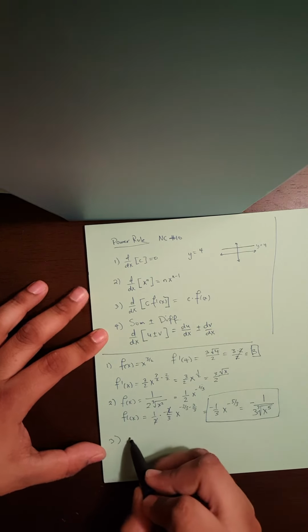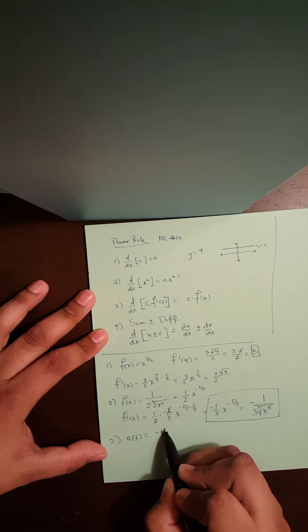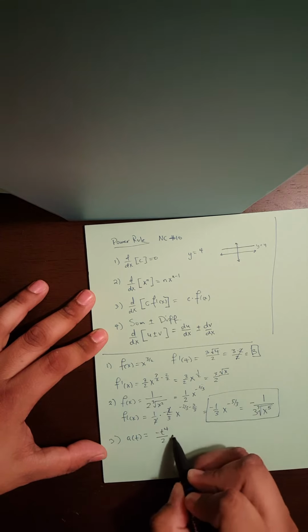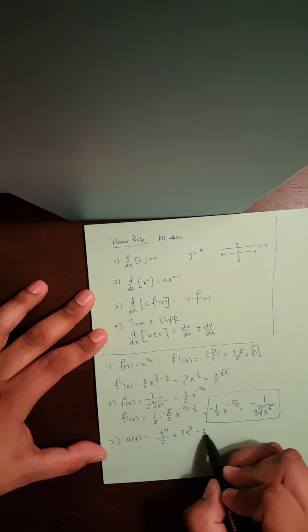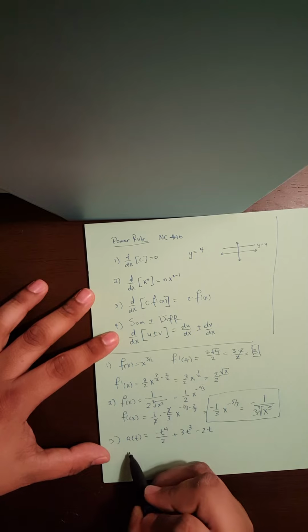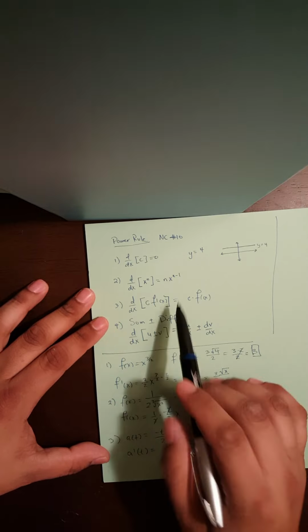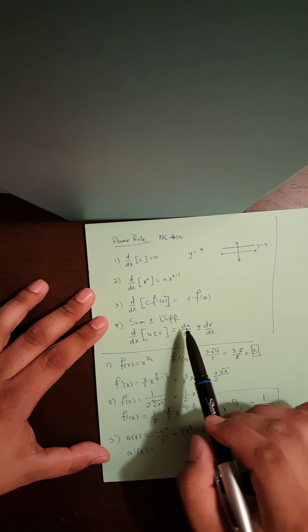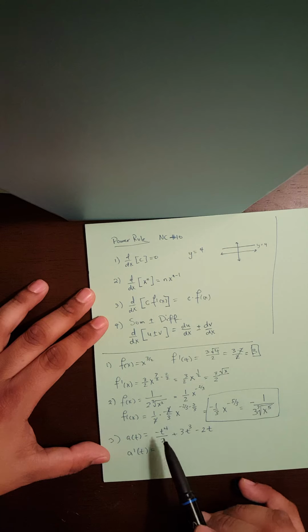The third one is a of t is equal to negative t to the 4th over 2 plus 3t to the 3rd power minus 2t. All right, so now we're going to take the derivative. So once again, we're going to use this sum and difference rule where we're going to take the derivative of each term individually.